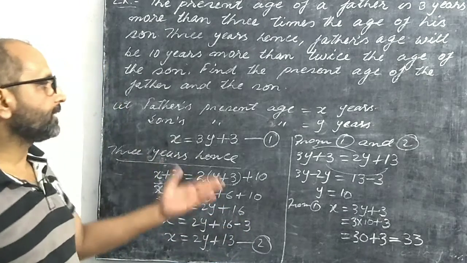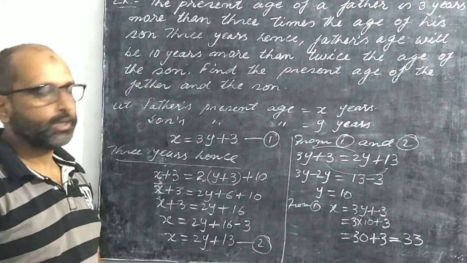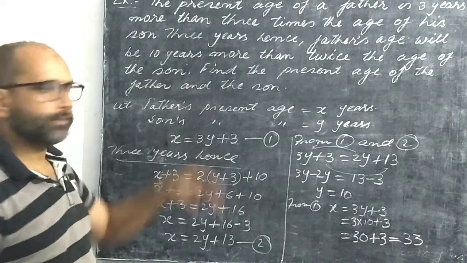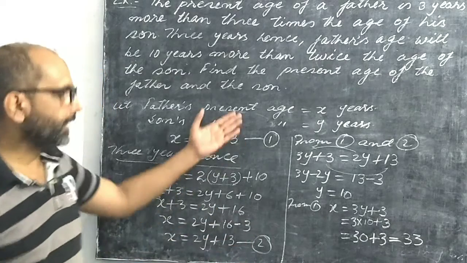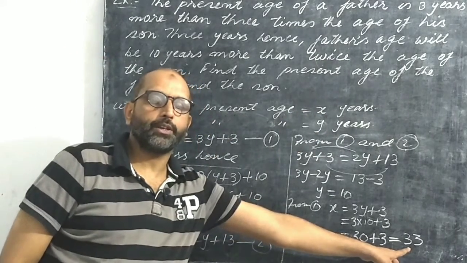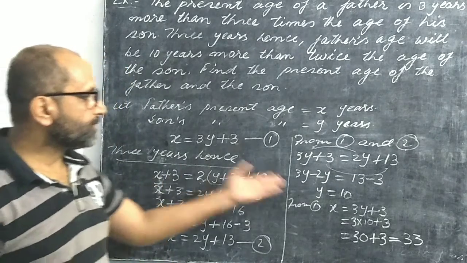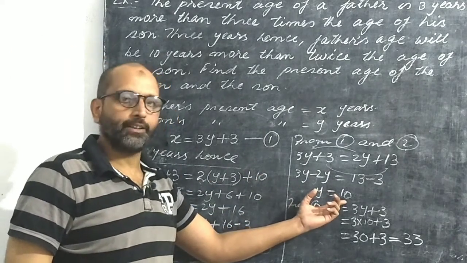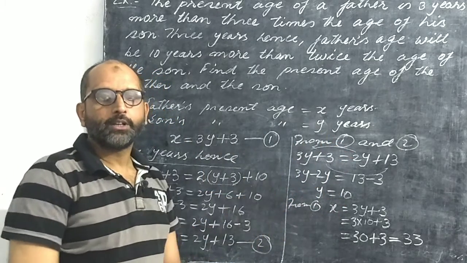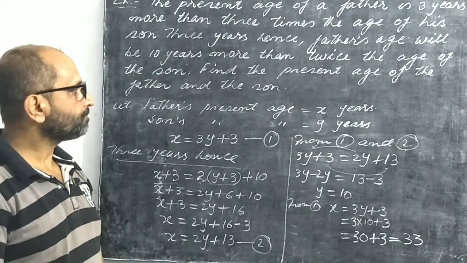And what is X and Y? X is the father's present age and Y is son's present age. What was required in the problem? Find the present age of father and the son. So father's present age is X, and we have got X is equal to 33. So father's present age is 33 years and son's age is 10 years, because Y is equal to 10 and son's age we have assumed as Y years. So this is the way to solve a word problem easily.